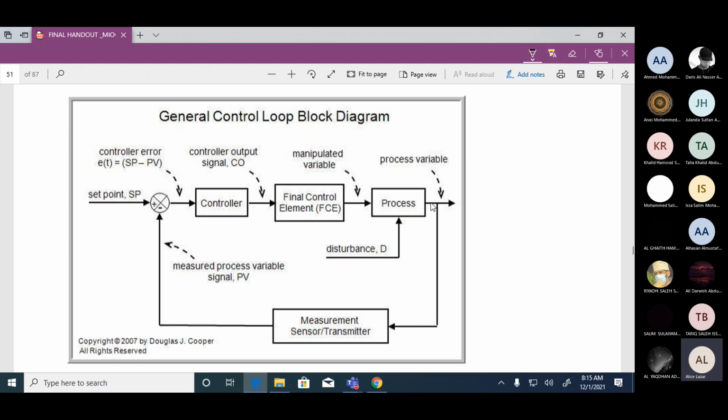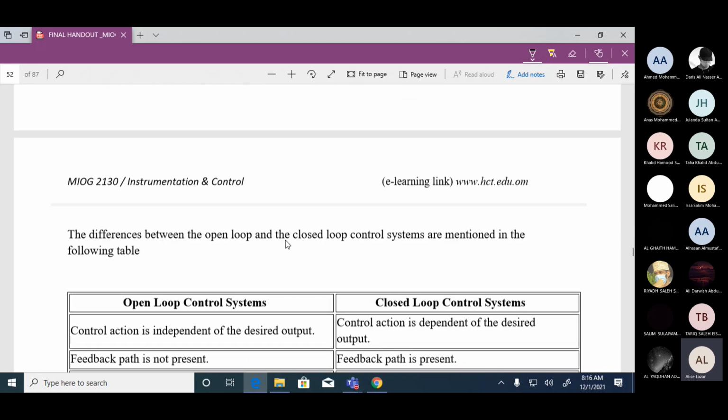What is the meaning of the word feedback? You see this line, the output of the process, that means the temperature, the pressure, the flow, whatever the signal may be, is measured and then sent back for comparison. So each time the controller takes a decision, it is real time. It depends on what is happening in the process. So a closed loop control system consists of a feedback path. This path is called the feedback path.